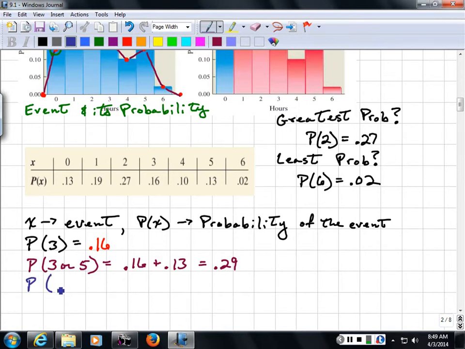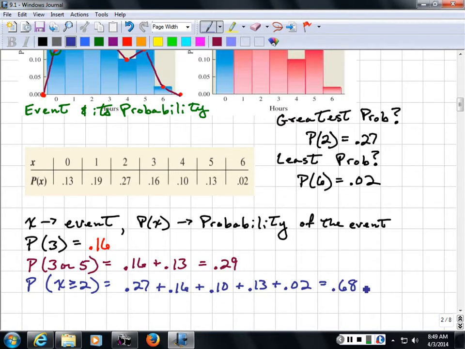Now, let's further explore this. Somebody tell me what the probability that x is greater than or equal to 2 is going to be. You would do 0.27 plus 0.19 plus 0.13, right? Greater than or equal, you're right. So the probability that the event x is greater than or equal to 2 is going to be the sum of all the probabilities from 2 to 6.